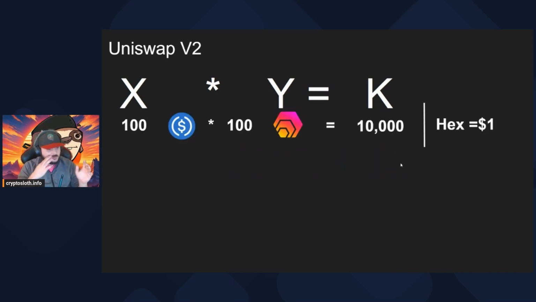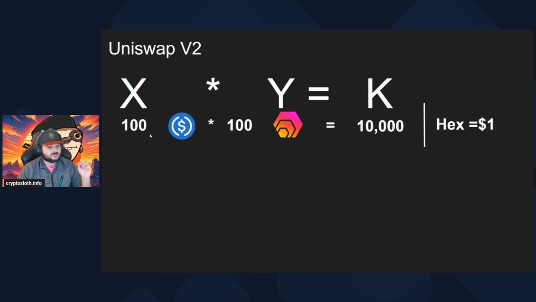And let's use a similar example as before, where we have a hex at $1, but this time we have 100 hex in the pool and 100 USDC in the pool. First, X and Y represent the number of tokens in the liquidity pool, and then K is a constant. So no matter what happens to the amount of tokens in the pool, they will always equal K, the constant, at the end of the swap. That constant is set by the person who sets the initial liquidity pool. So the person who opens it and creates the LP pool is the person who sets that constant, and it stays the same forever until it closes.